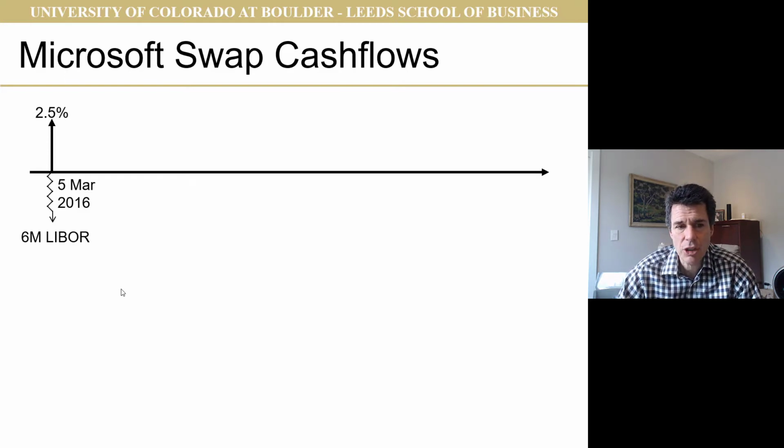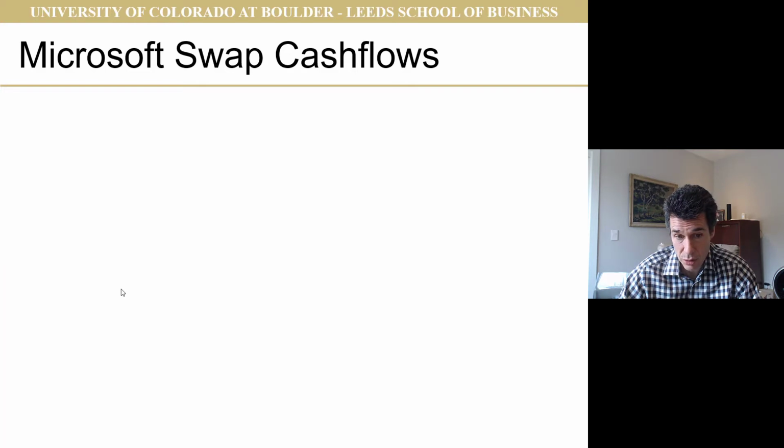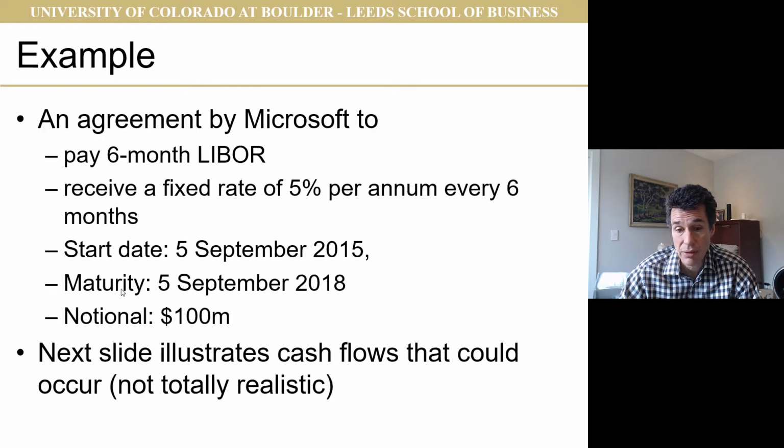Now, on the 5th of March 2016, that's 6 months after the start of the swap, Microsoft is going to receive $2.5 million, 2.5% of $100 million. Remember, the fixed rate was 5%. That's an annualized rate. We're paying every 6 months, so 2.5. And they're going to pay 6-month LIBOR. The 6-month LIBOR rate was a rate they looked at 6 months prior to March, so the 5th of September 2015.